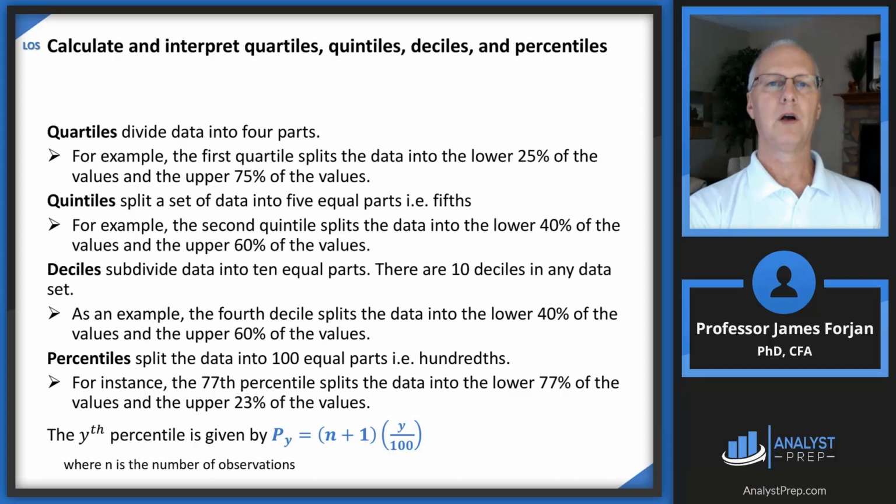How about quartiles, quintiles, deciles, and percentiles? All we're doing here is dividing the data into parts that are easily recognizable. So quartiles are divided into 4 parts, quintiles, 5 parts, deciles, 10 parts, percentiles, 100 parts.